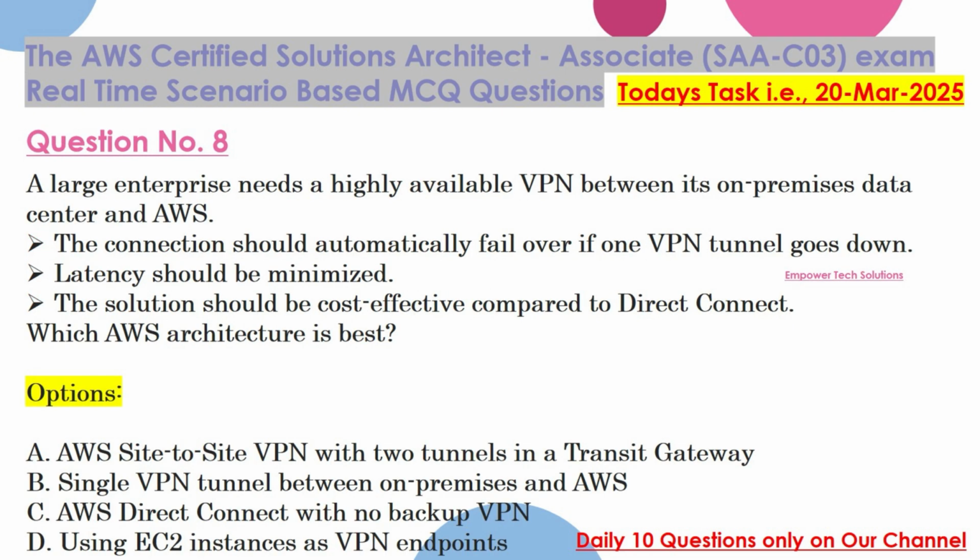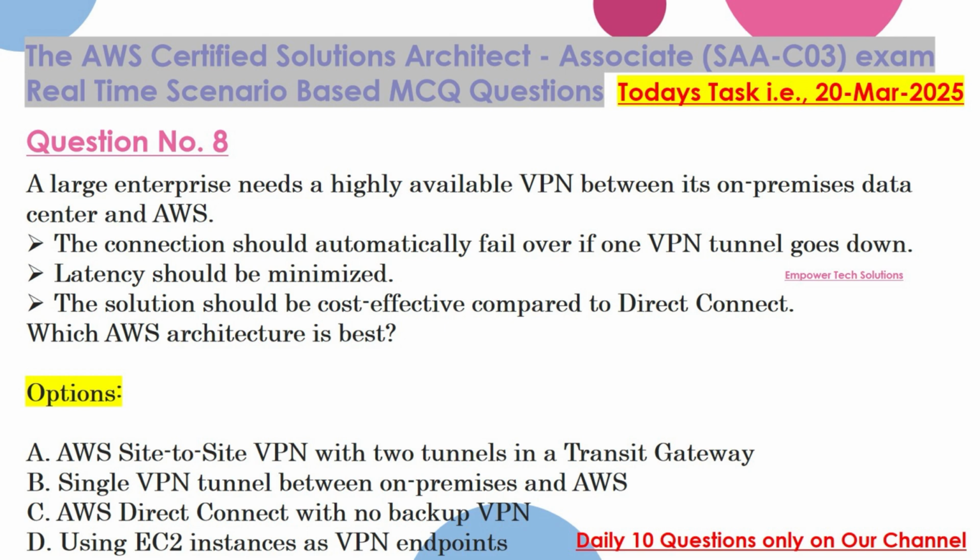Question 8. A large enterprise needs a highly available VPN between its on-premises data center and AWS. The connection should automatically fail over if one VPN tunnel goes down. Latency should be minimized. The solution should be cost-effective compared to Direct Connect. Which AWS architecture is best?